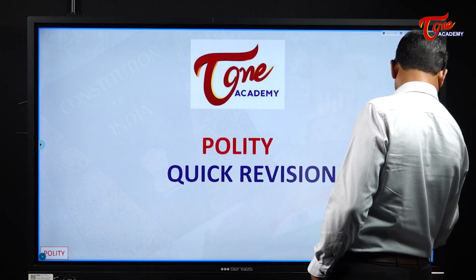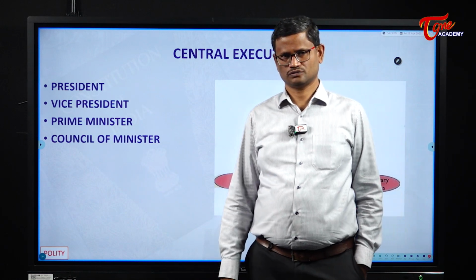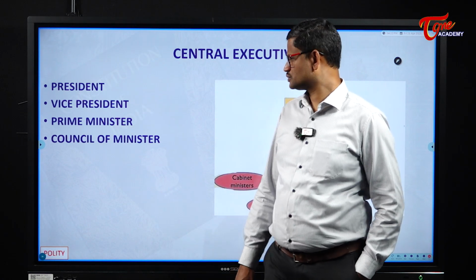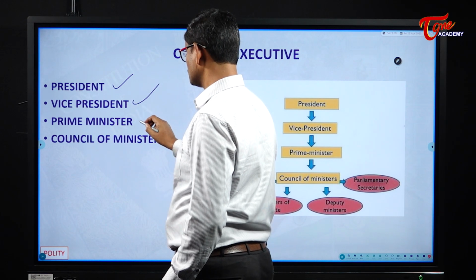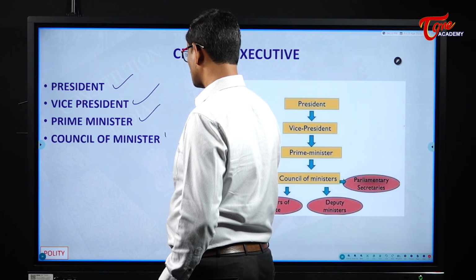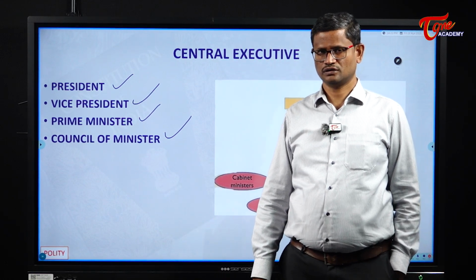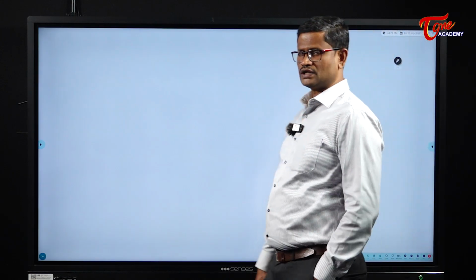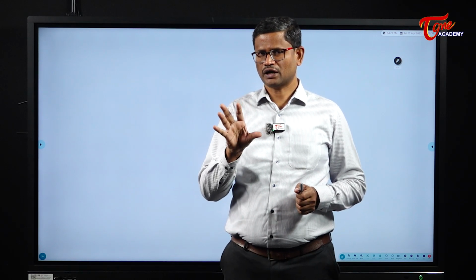Then let us take up the discussion of union executive. We all know that the executive branch at the union level includes the president, the vice president, prime minister, council of ministers, and also the attorney general. Then what is this parliamentary democracy which we have in India? See, in India we have a parliamentary democracy.